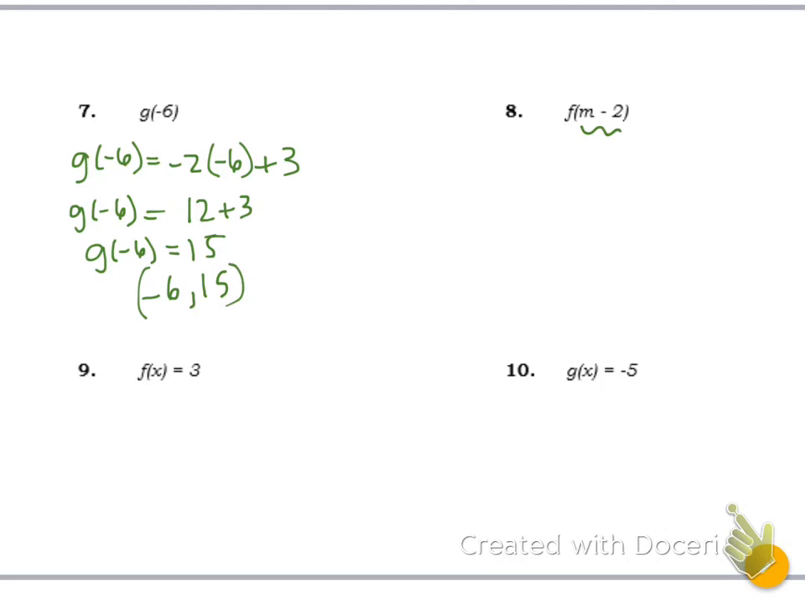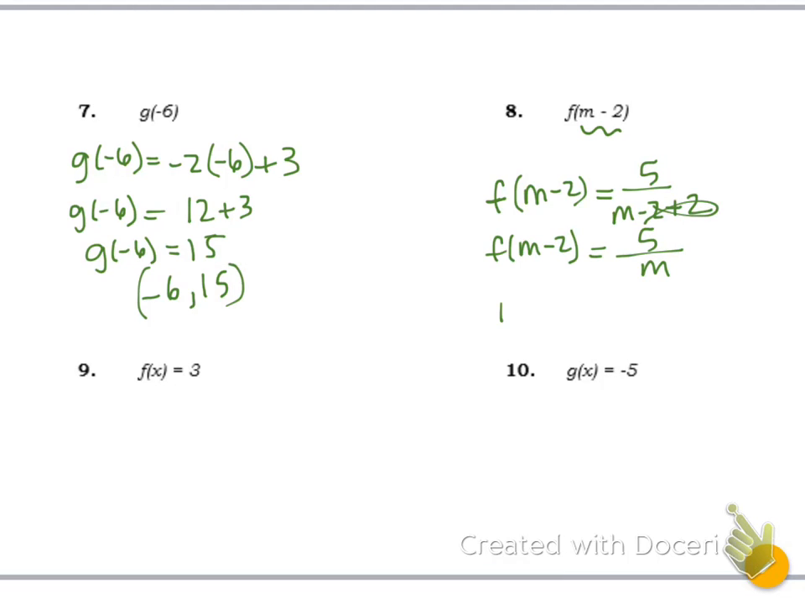This one's a little different. I got m's that I'm plugging in. So I'm plugging it into that fraction equation, 5 over x plus 2. So f of m minus 2 equals, I still take out the x and replace it with m minus 2. And I still have that plus 2 on the bottom. So then I just simplify. -2 plus 2 on the bottom gets me 0, leaving m. So my x value I put in was m minus 2. The y value I got out was 5 over m.